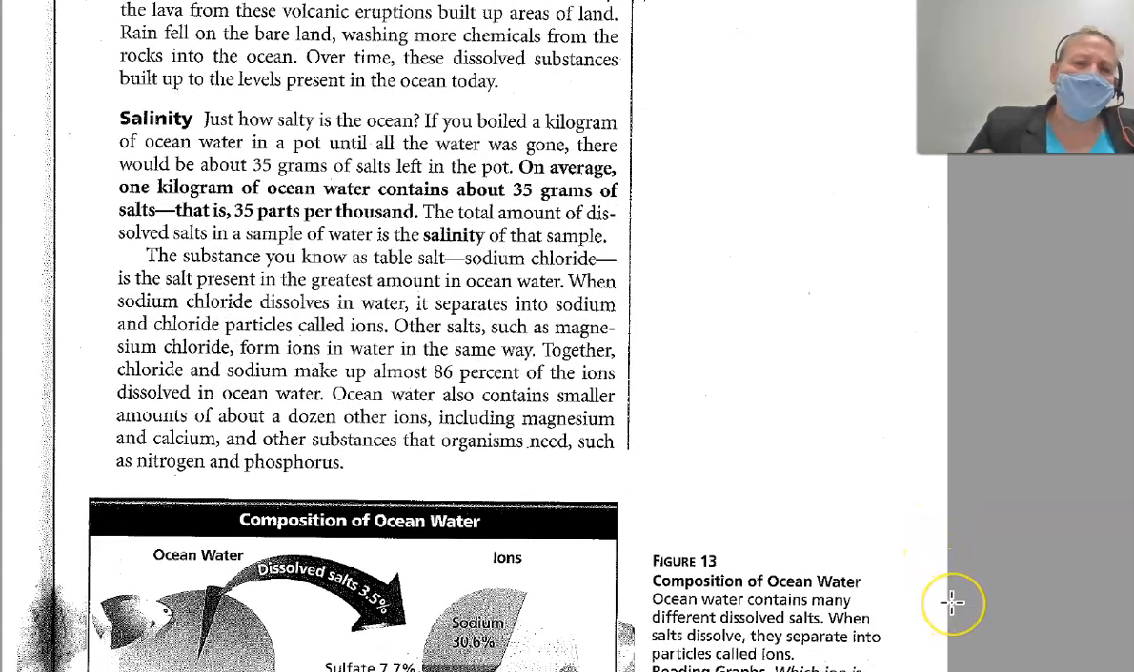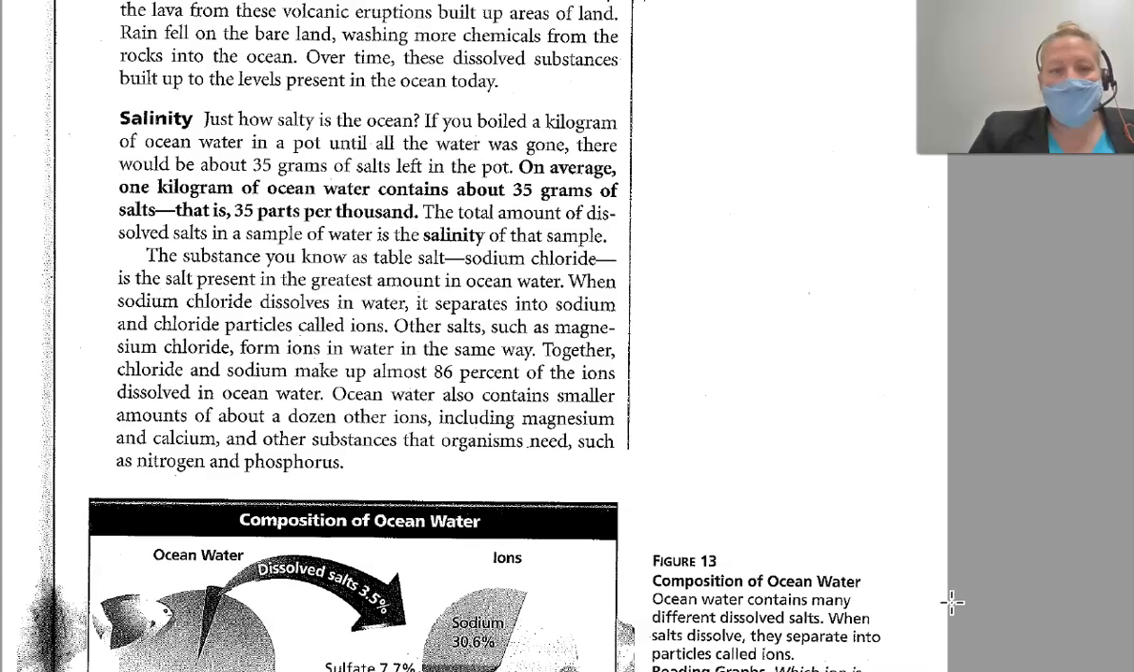Salinity. Just how salty is the ocean? If you boiled a kilogram of ocean water in a pot until all the water was gone, there would be about 35 grams of salt left in the pot. On average, 1 kilogram of ocean water contains about 35 grams of salt. That is 35 parts per thousand. The total amount of dissolved salt in a sample of water is the salinity of that sample.